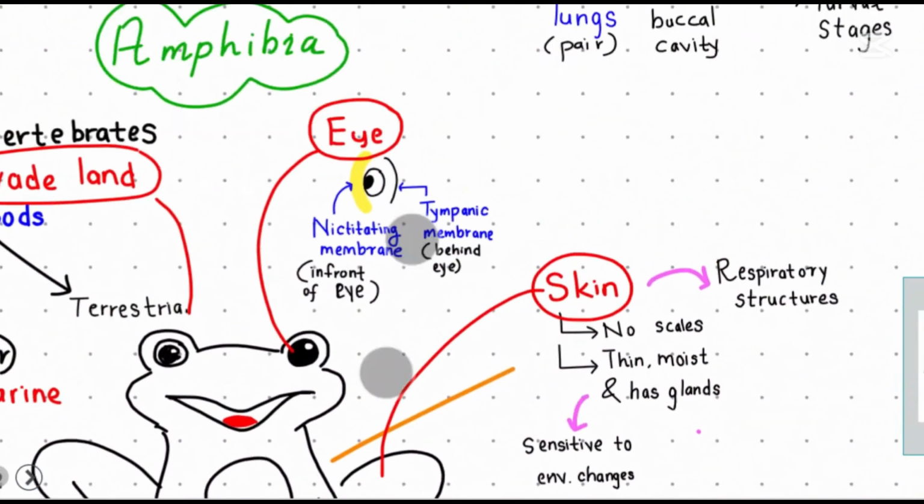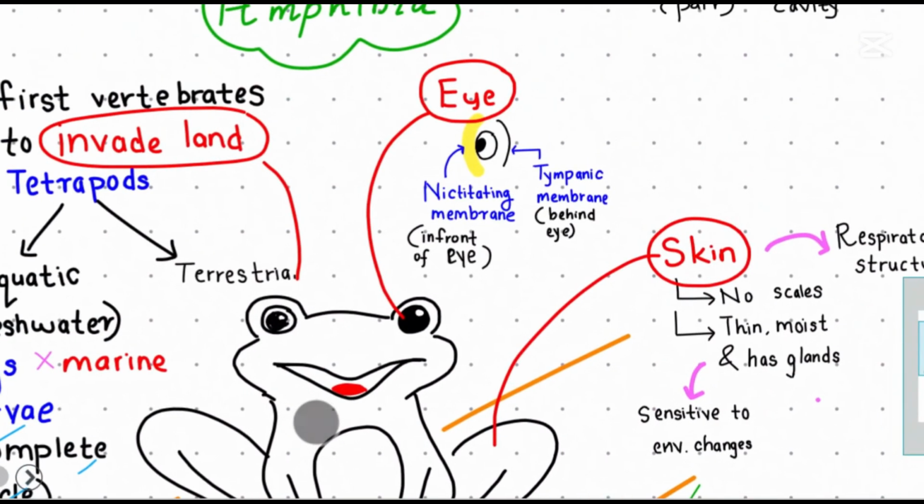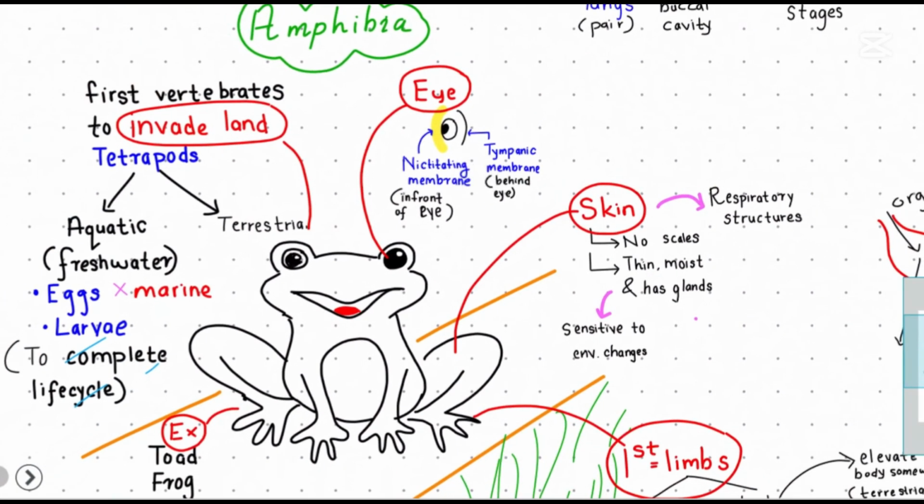Next, we move on to the eyes. As you can see, firstly we speak about the example, then we speak about the land and the water concept, and then we speak about the eyes. If you consider the eyes, there are two membranes you have to mention. Firstly, you have the nictitating membrane that is found in front of the eye, and then you have the tympanic membrane that is found behind the eye.